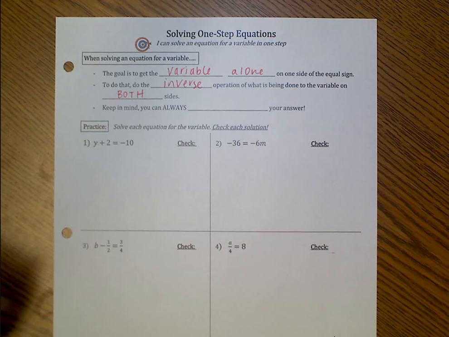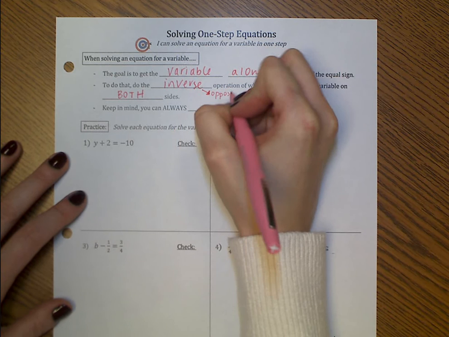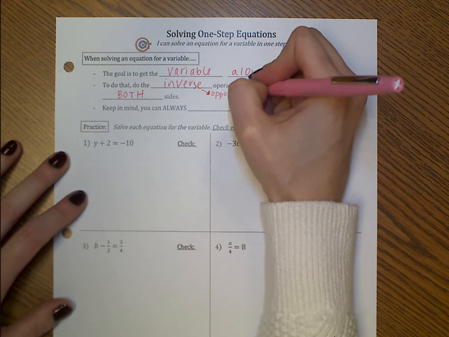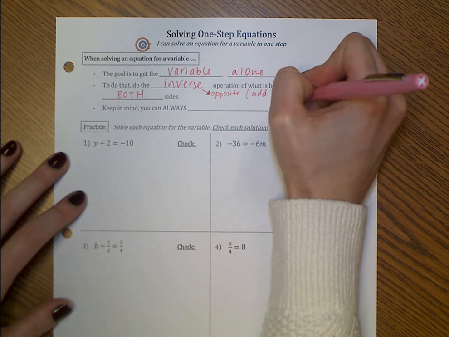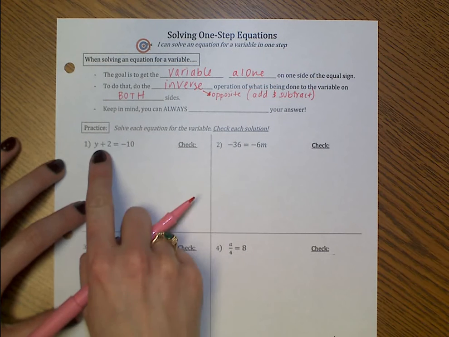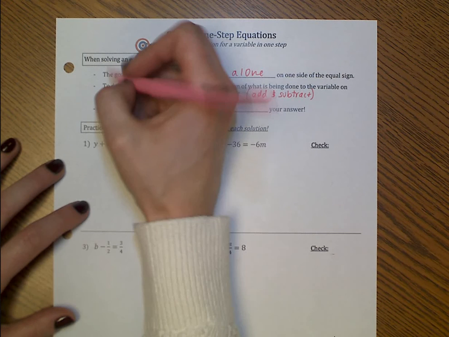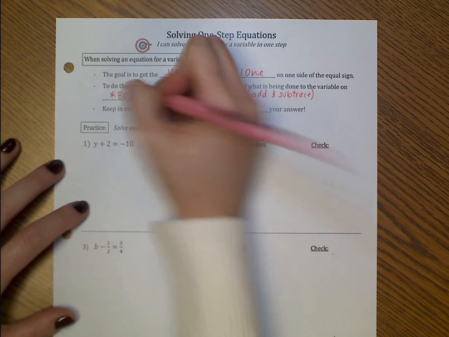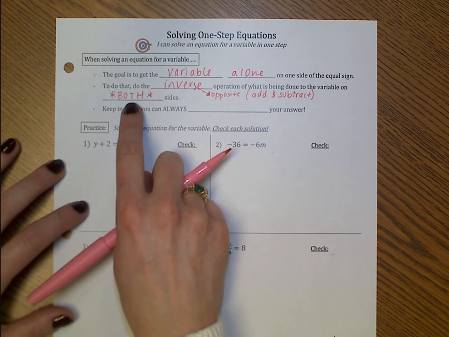Okay, so I want you to make a note. Inverse just means the opposite. So like adding and subtracting, those are called inverse operations. Those are opposite operations. So if they're adding, you do the inverse, you subtract. It's very important to note that whatever you do on one side of an equal sign, you have to do on the other to keep it balanced.